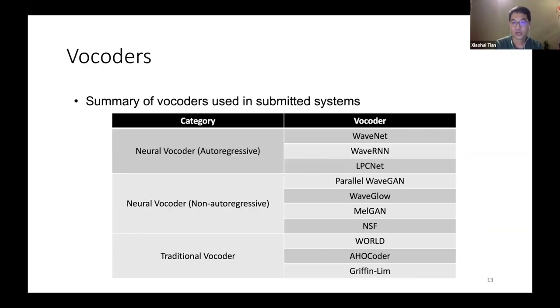Next, we'll give a summary of the systems from a vocoder perspective. In total, there are 10 types of vocoder belonging to 2 categories. 3 are traditional vocoders, and the remaining 7 are neural vocoders. For neural vocoders specifically, 3 of them are autoregressive, and 4 are non-autoregressive generation.